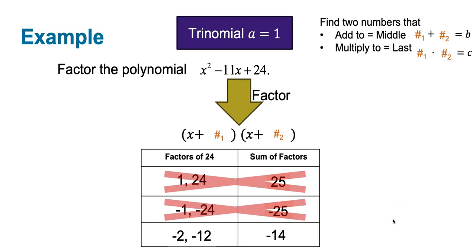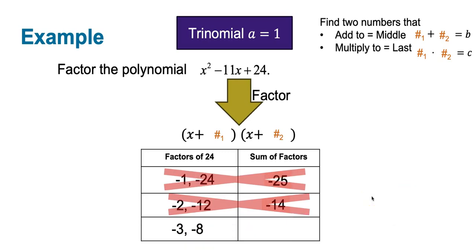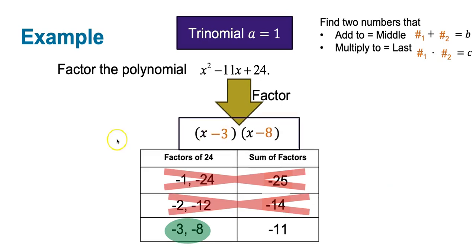Adding those together gives negative 14, which does not work. The next factor pair is negative 3 and negative 8. Adding those together gives negative 11, which works. Thus, negative 3 and negative 8 are the two numbers we need. Putting those into their spots gives us the factorization. We can simplify this, though. Plus and minus is simply minus. Thus, we have our answer.